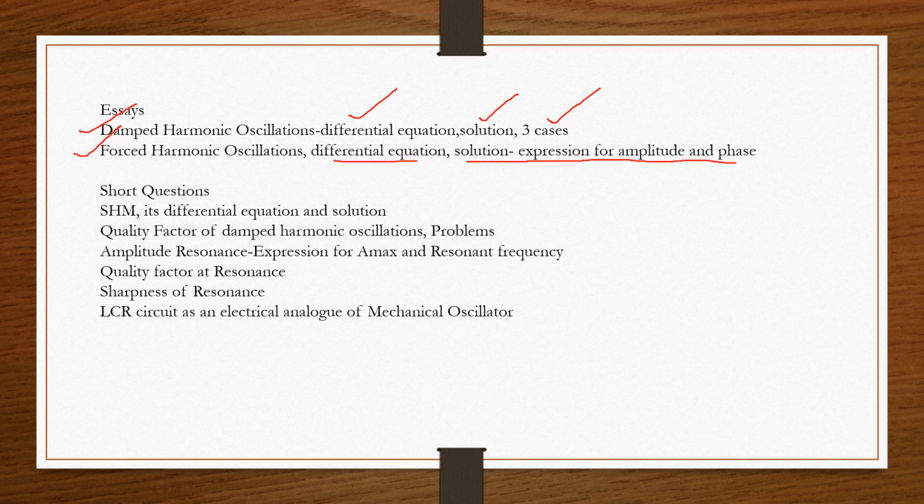Then coming to short questions, you must know to state SHM, then its differential equation and solution. Derivation is not needed here. In plus 2 you have derived the differential equation solution. Here just know what is meant by SHM. Then quality factor of damped harmonic oscillator and problems based on it. Then amplitude resonance, expression for A max and resonant frequency, it is a very important question. Then quality factor at resonance, sharpness of resonance. Then LCR circuit as an electrical analog of mechanical oscillator is also very important.